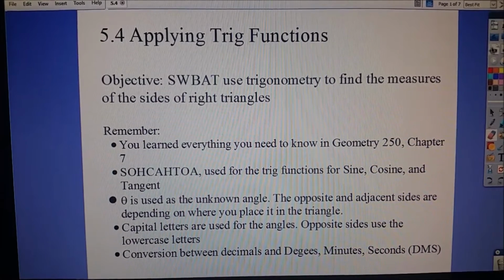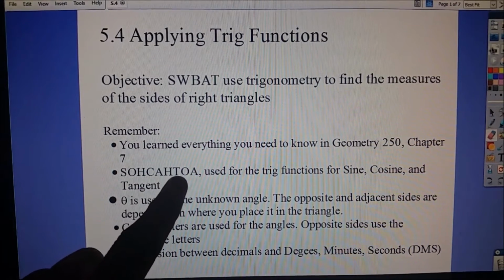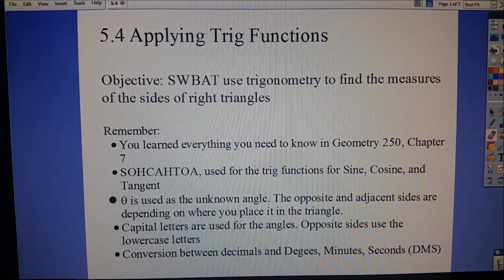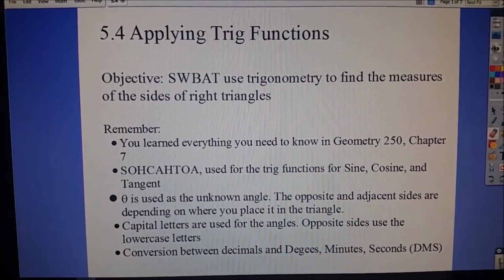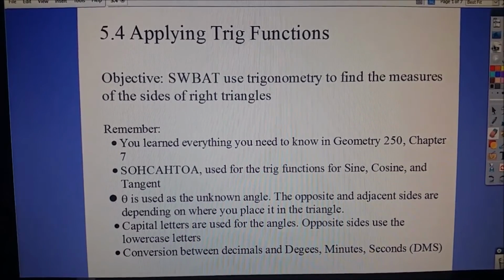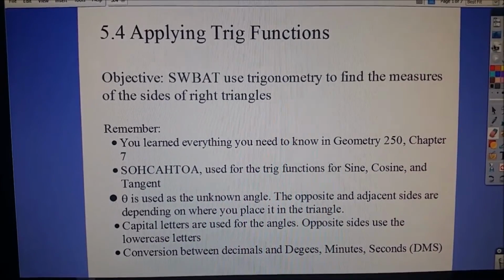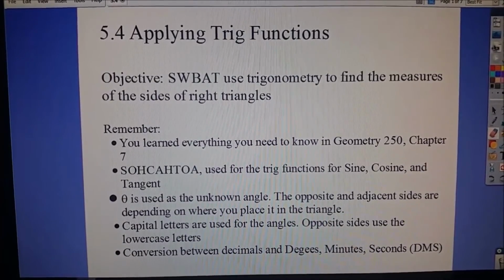SOHCAHTOA, which you guys know: the S is for sine, cosine is for the C, and tangent is for T. You're basically going to be able to use these to solve for those sides. Theta, unknown angle. This is basically your X for the angle. The opposite and the adjacent sides, they're going to change. It depends on where you put your theta at. Okay? So remember, it depends on where you put your theta at for your opposite and adjacent sides, but your hypotenuse is always going to stay the same.